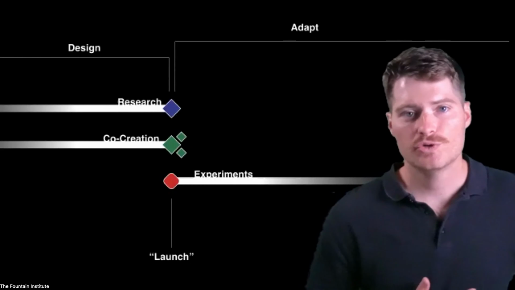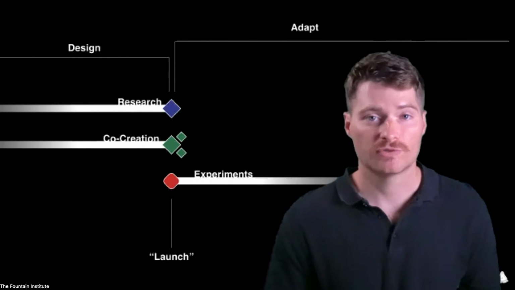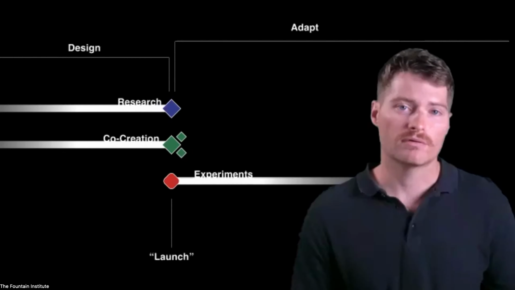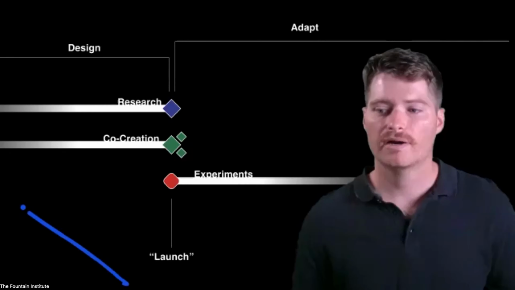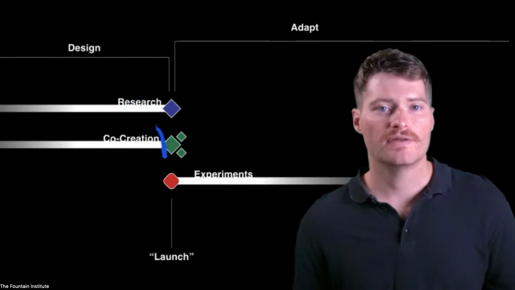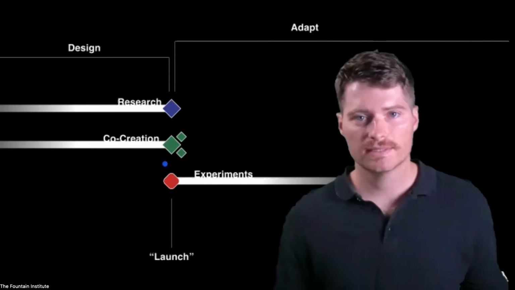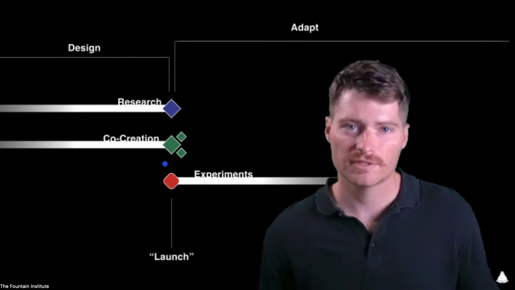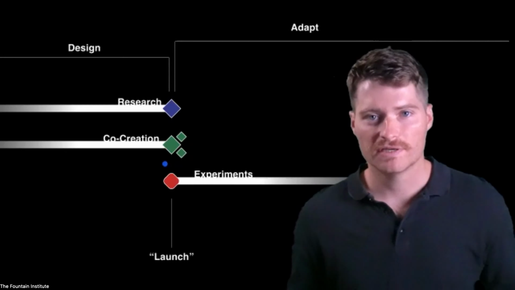So together, you could have these three tracks. You could use just one, just two, just three. But I think it could be really powerful if you use all of them. So you could have the parallel track of research and co-creation happening along here. And then you launch it, release it, and then you can run experiments, and then you can let the strategy adapt.